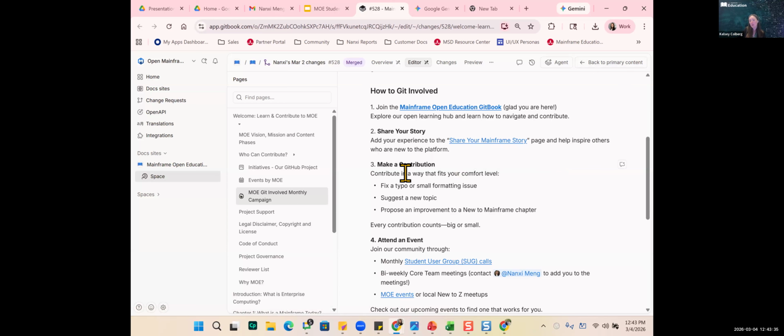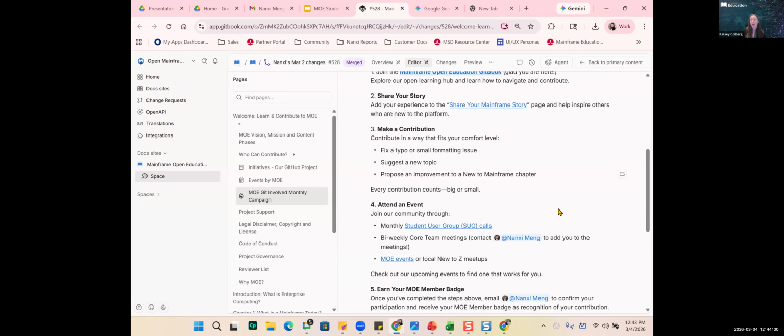In addition to that, we encourage everyone to make contributions to the GitBook page. This can just be fixing a typo, or it can be suggesting a new topic, or it can be completely adding your own page. If you see something that you're interested in that's not currently on here, you can always create your own page and submit that for review. And then we can publish that, so it's a permanent part of the GitBook.